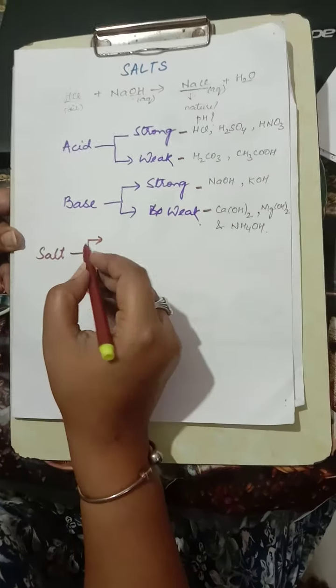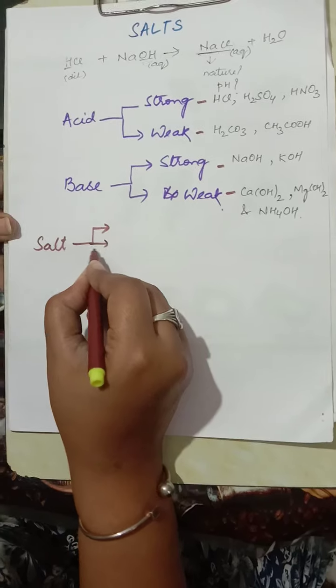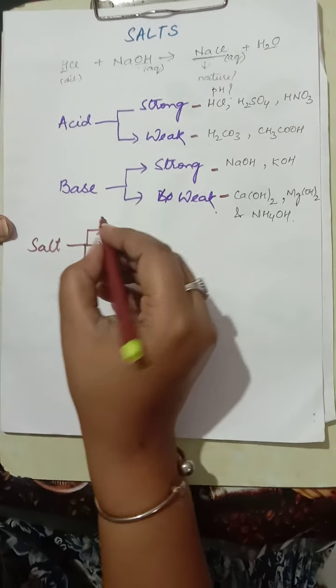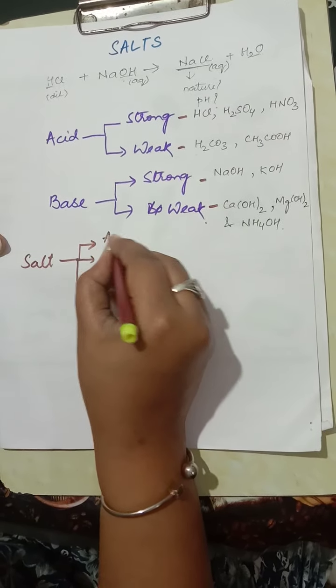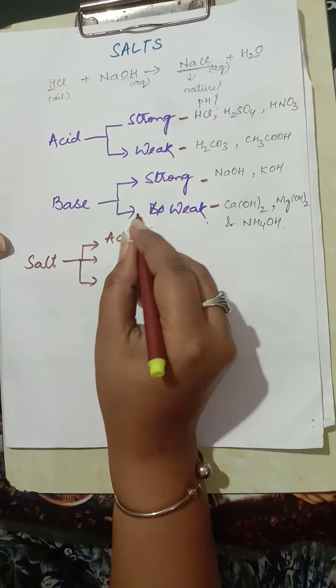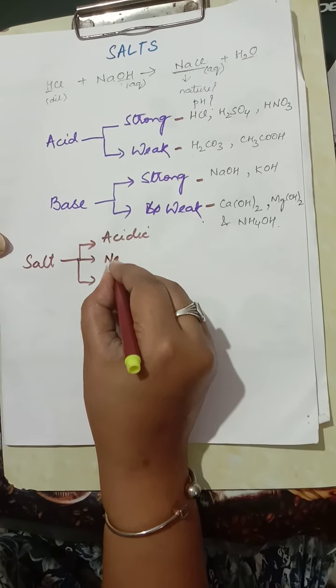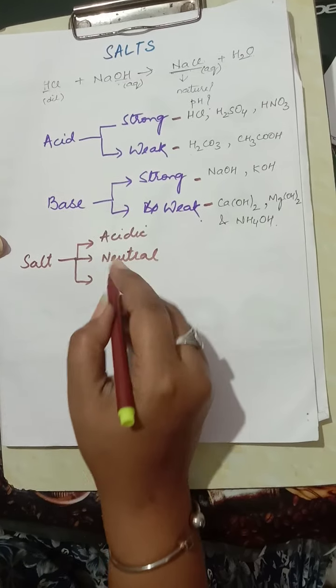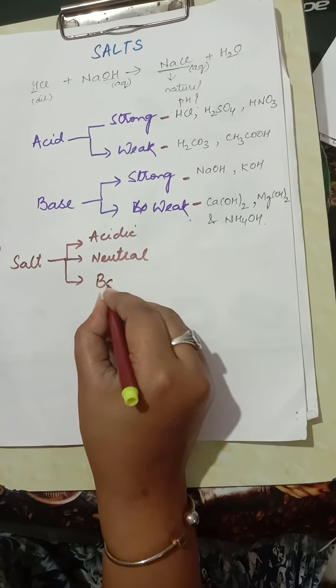For that, we need to find out what are the types of salt. First type is acidic salt. Second type is neutral salt. And third type is basic salt.